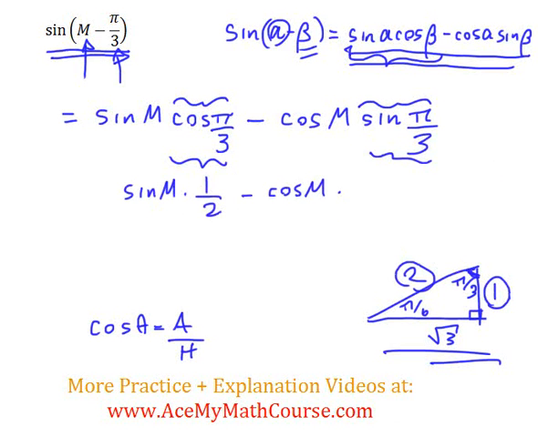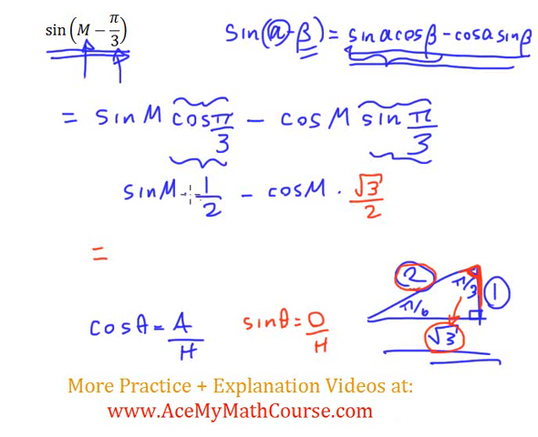Now we take the pi over 3 again. Let me change the color. It's just getting too monochromatic. Let me use a red here. Nice red. So pi over 3. And sine of theta is opposite over hypotenuse. So the opposite of pi over 3 is root 3, and the hypotenuse is 2. So root 3 over 2.